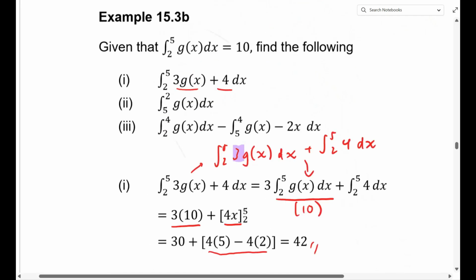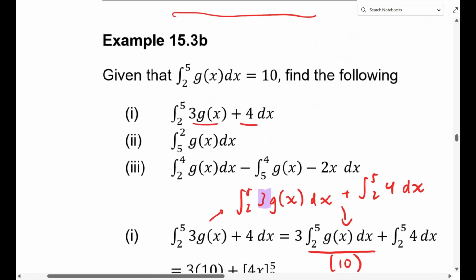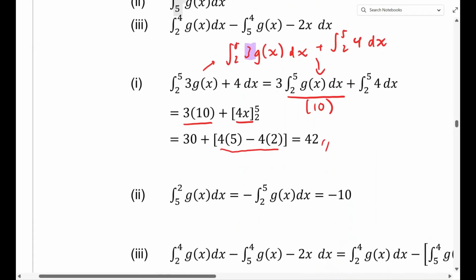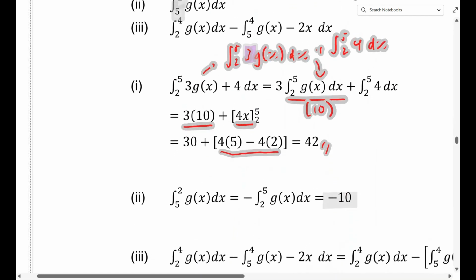Part 2, if you look at the bounds of the integral in part 2, you'll notice that it is flipped compared to the one given in the question. So if you recall, flipping the bounds means that you have to add a negative sign in front. That's why our answer is simply negative 10.